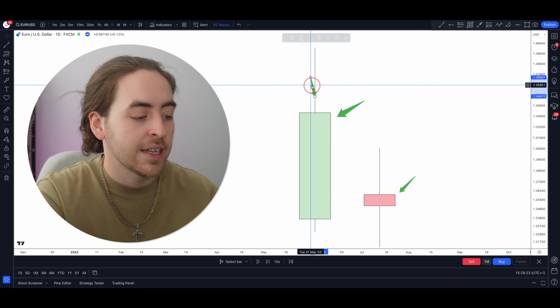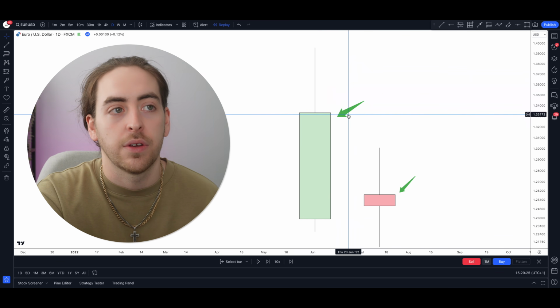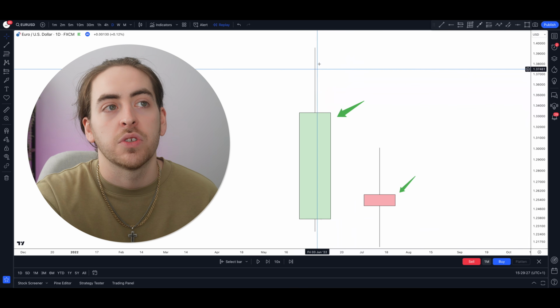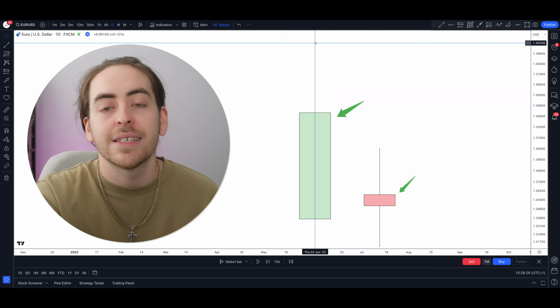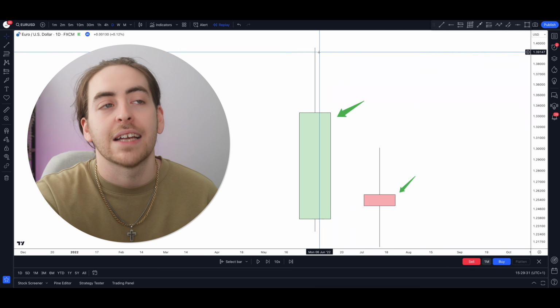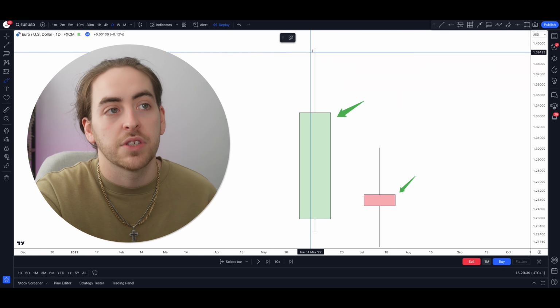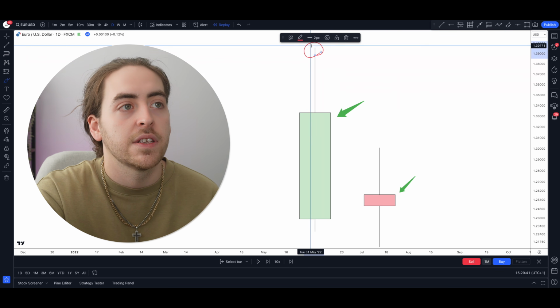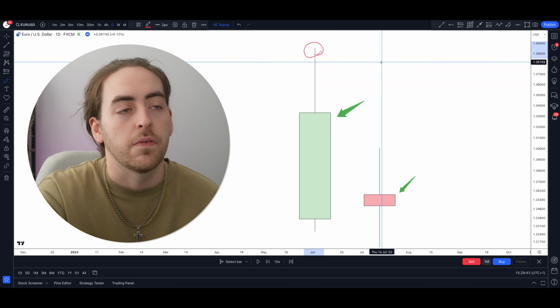This could potentially indicate the end of buying pressure because it's showing that the market's attempted to go considerably higher, but a significant amount of this upward movement has been rejected by price, which tells us that maybe somewhere up here, the sellers are starting to take control of this market.